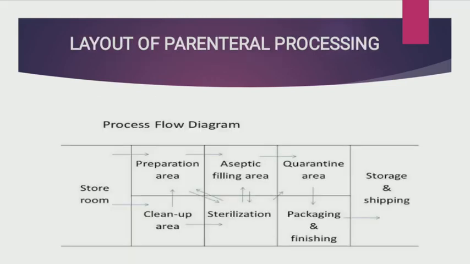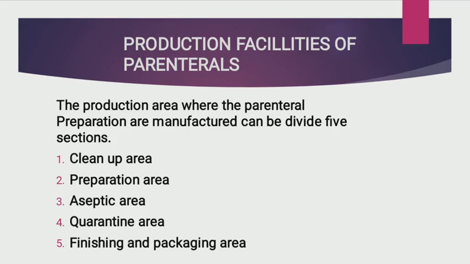Now this is the layout of parenteral processing. Here is the flow diagram. This is the simple layout of the preparation area. Now here you can see the production facilities of parenterals. The production area where the parenteral preparations are manufactured can be divided into 5 sections. First one is cleanup area, second one preparation area, then aseptic area, then quarantine area, and last one is finishing and packaging area. So these are the 5 sections that divide the work.